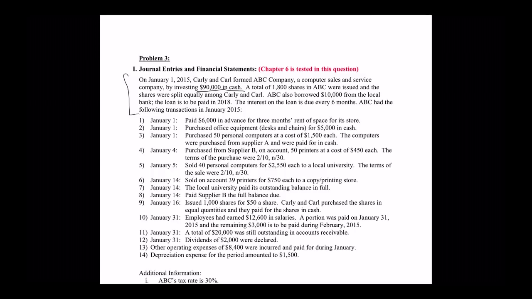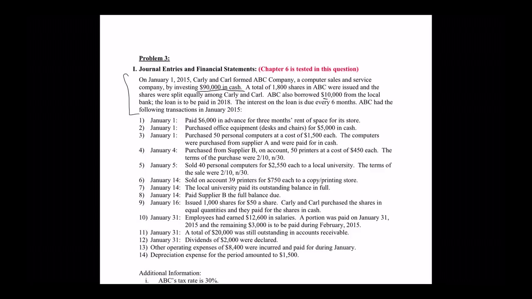So, required A. Cash was received in exchange for issuing shares. So we're going to credit common shares. And that was $90,000. A total of 1,800 shares in ABC were issued, and the shares were split equally among Carly and Carl.